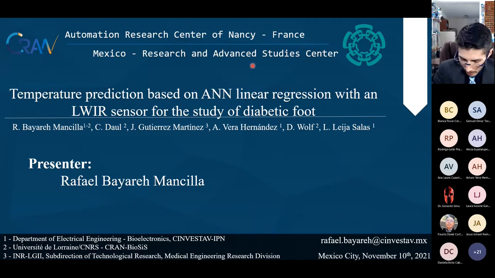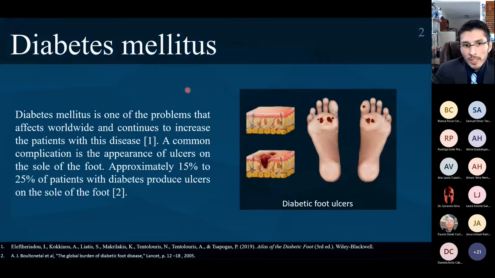As a brief background of our problem, diabetes mellitus continues spreading worldwide every year, according to the Diabetes Atlas that is usually published every 2 years. Also, a paper published in Lancet, one of the most prestigious journals in medicine, estimates that around 15 to 25% of patients will develop ulcers at the sole of the foot, without any kind of complication presented before. That's why we focus our research on the early diagnosis of diabetic foot.